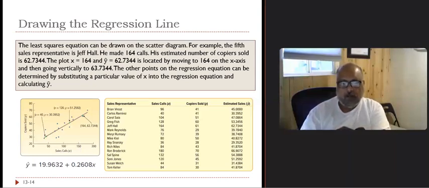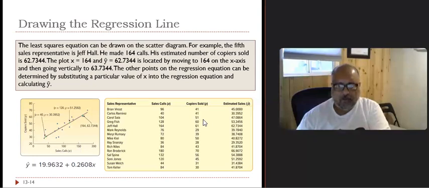So let's say, if somebody makes 1,000 calls in a day, how many copiers? Basically, plug in the value of x and find the value of y. For various values of x, you can find corresponding values of y. It's a great tool for statistical data decision making.